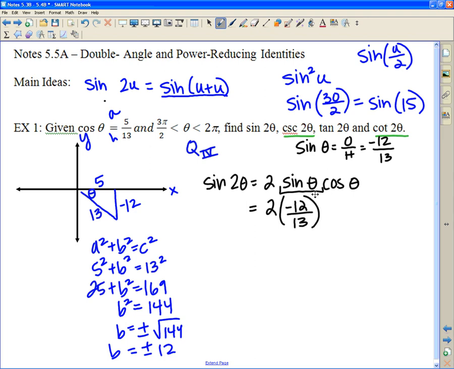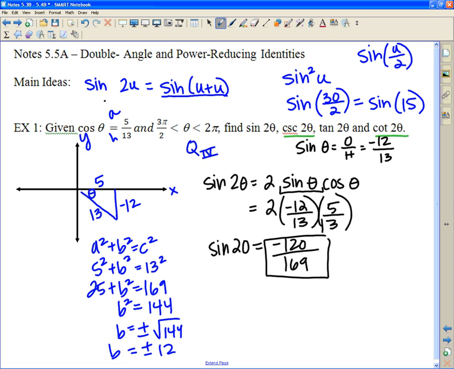The cosine of theta was given to you. You don't have to do anything. It's adjacent over hypotenuse, 5 over 13. So when we simplify, we're multiplying fractions. We have 2 times negative 12, sorry, 2 times negative 12 is negative 24, times 5 is negative 120, over 13 times 13, which is 169. And this is the answer that we're looking for. That is the sine of 2 theta. Double the angle.